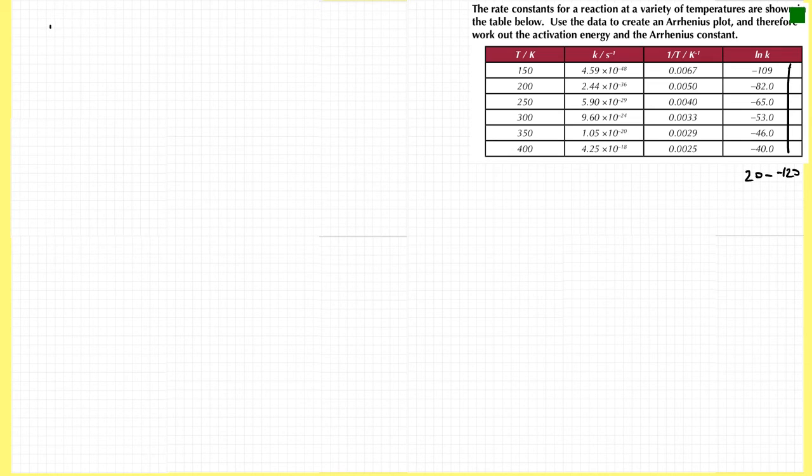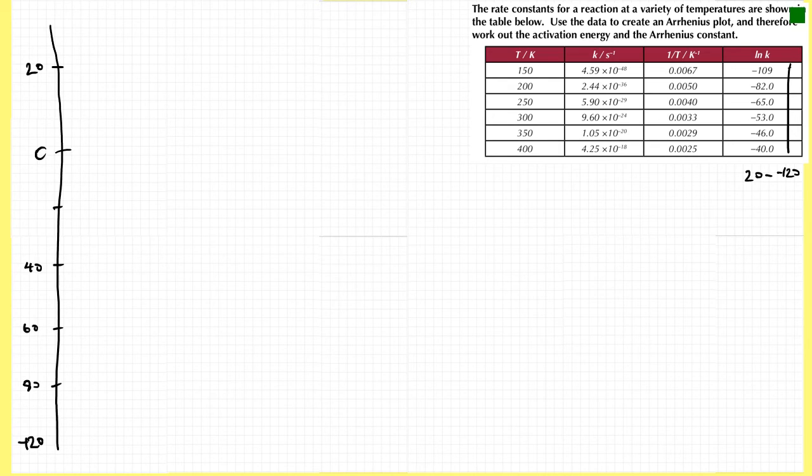So we're going to have our y-axis like this, where we'll put about minus 120 down here. That will mean that our zero is about here, in which case we're going to have plus 20 about here, and so that's going to be 80, 60, 40, 20, all very rough, I'm sorry. Roughly like that.